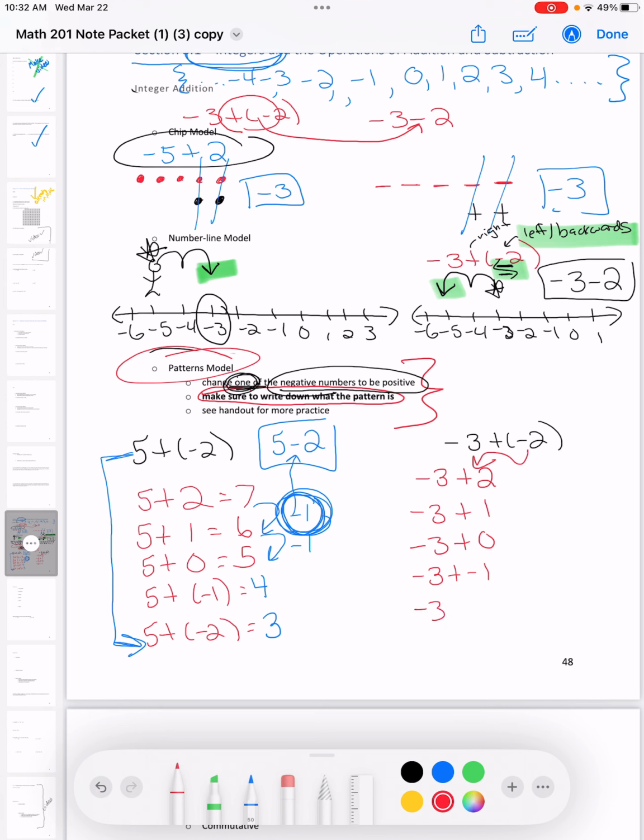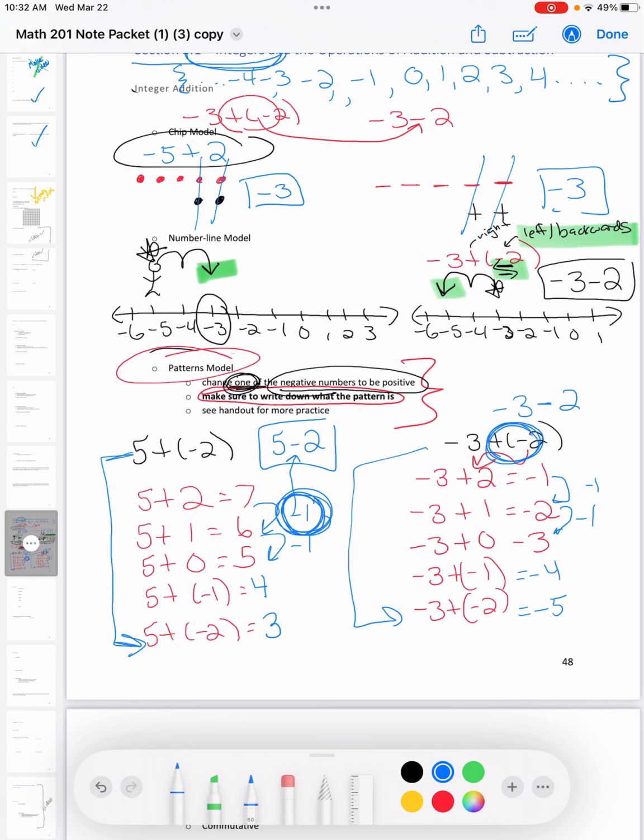So I changed that -2 just to a 2. And then I'm going to back this all the way up so that I have the same problem. -3 plus 2 is -1. -3 plus 1 is -2. -3 plus 0 is -3. So the pattern is, again, each time I'm subtracting 1. So it would be -4 and then -5. So I could show that really this right here, the plus and negative, is just a subtraction, to make it look a little bit easier.